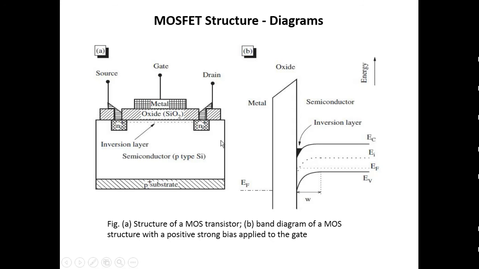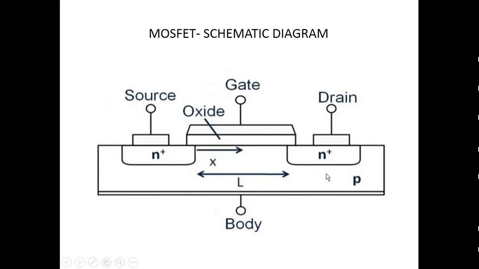Okay, so this is the structural detail of the MOS transistor, and this is the energy band diagram with a positive strong bias voltage applied at the gate. Then we will discuss that after some time. So this is the detailed structure. The P-type substrate is connected to the body. Usually this body and source will be joined together to make it a three-terminal device.